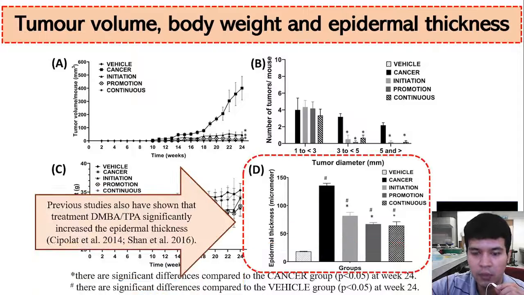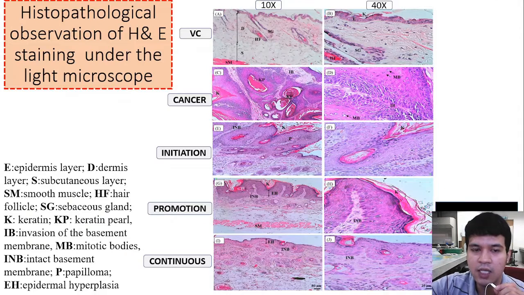And next, we look at the epidermal thickness. As we can see here, there is a significant increase in the epidermal thickness in the cancer group compared to the vehicle control group. This is also supported by a previous study that showed that DMBA TPA significantly increased the epidermal thickness. And our finding shows that the pterostilbene treatment significantly reduced the epidermal thickness when we compare to the cancer control group. And next, I move on to the histopathological observation based on the H&E staining.